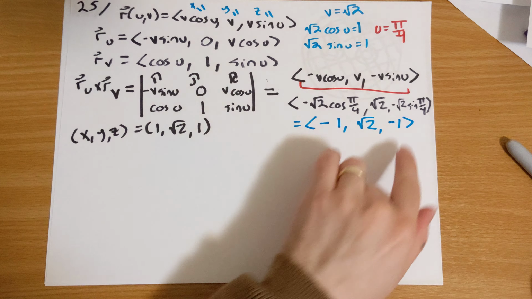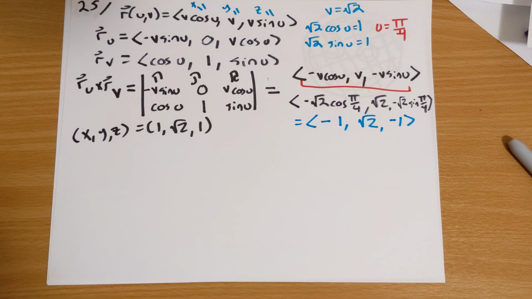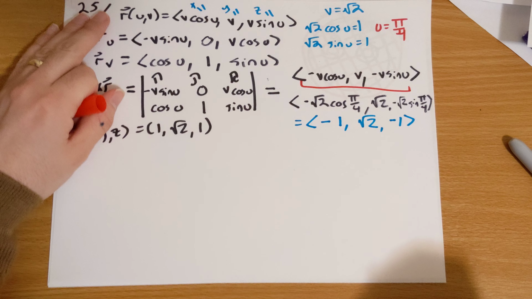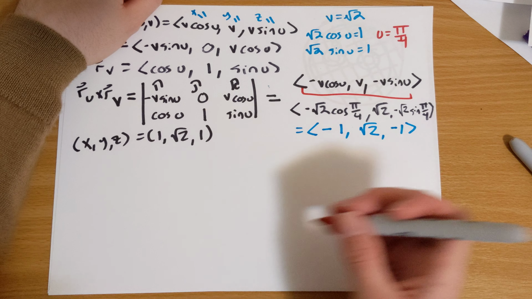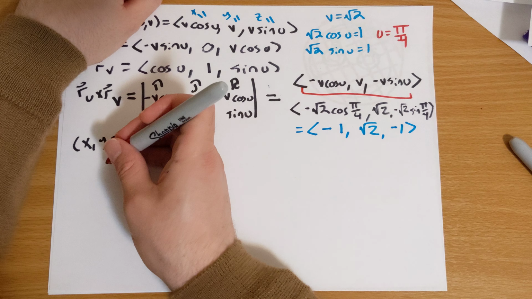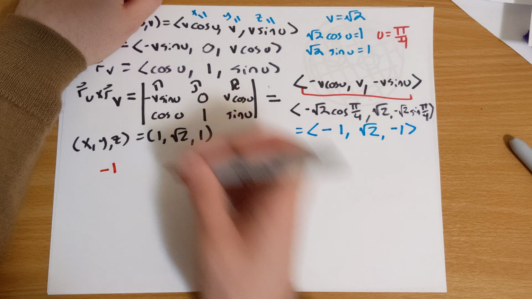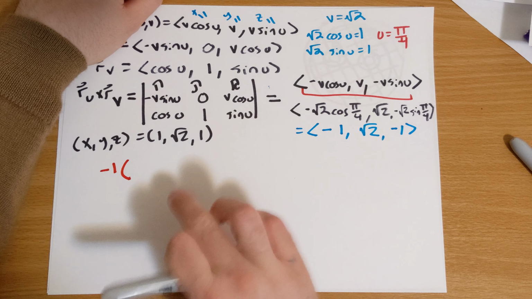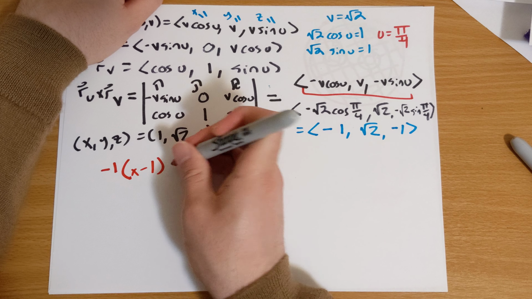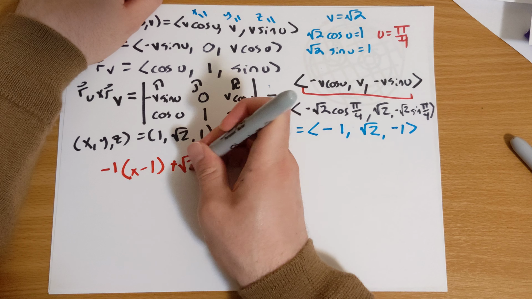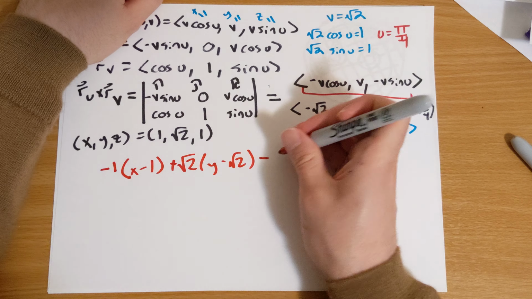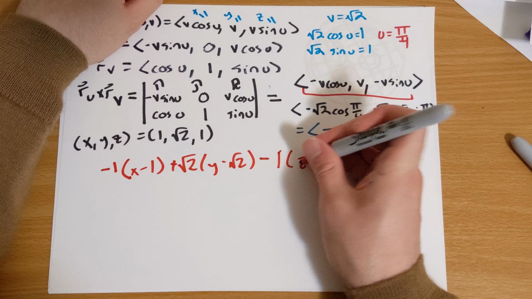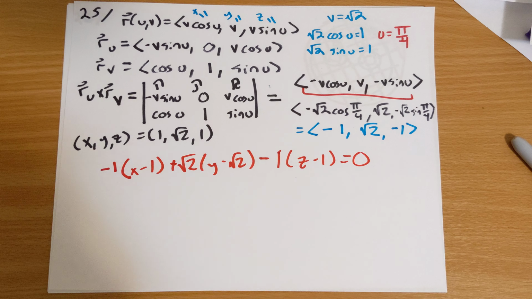So we have a normal vector, we have a point. So easy chapter 12 problem. What we conclude here is that our equation of the tangent plane is negative 1 times x minus 1, plus square root 2 times y minus square root 2, minus 1 times z minus 1, gives us 0. So that's part B.